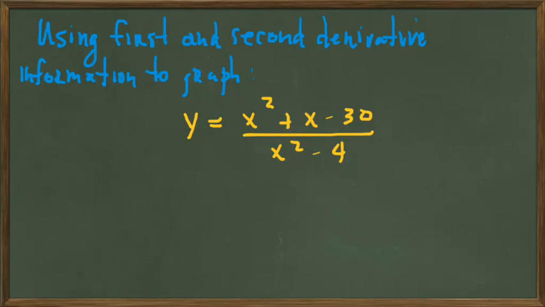In this video, we're going to use first and second derivative information to graph this rational function. The algebra involved is going to be somewhat complex and technical, but the techniques that we identified in the previous video are going to be the same. So let's first take the first derivative of this function using the quotient rule.